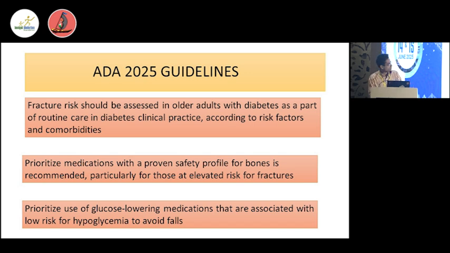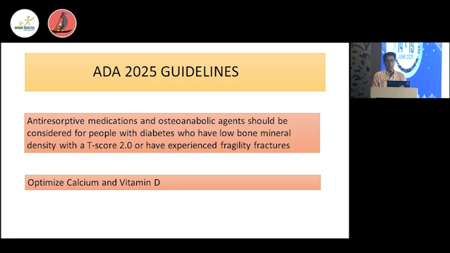So lastly, about the ADA guidelines, which I have highlighted, from 2025. In patients in the age group I have already highlighted according to the ISBMR guidelines, the fracture risk needs to be assessed in older adults as a part of routine care in diabetes clinical practice. I know it's very difficult for us, but we should do as much as possible, and we should prioritize medications with a proven safety profile for bones, and be careful when choosing those drugs which have an elevated risk of fractures. Very importantly, we should avoid hypoglycemia to avoid falls and subsequent fractures.